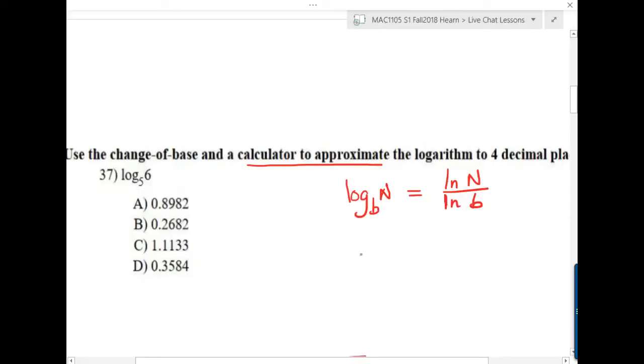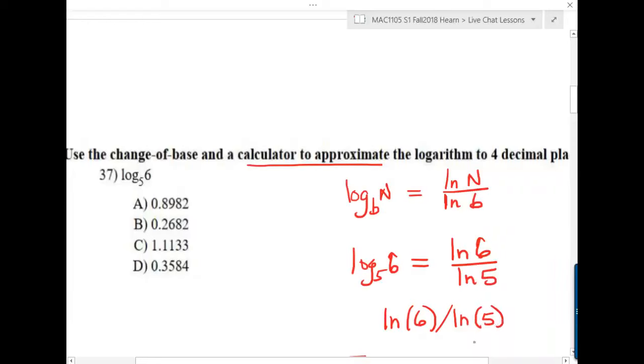In this case, log base 5 of 6 would be the natural log of 6 over the natural log of 5. The natural log of the argument, that's a 6, not a b, over the natural log of the base. All right, then you would get out your calculator and you would use the natural log function of 6, you might have to close some parentheses that it puts in automatically, divided by the natural log of 5. So let's go ahead and do that.